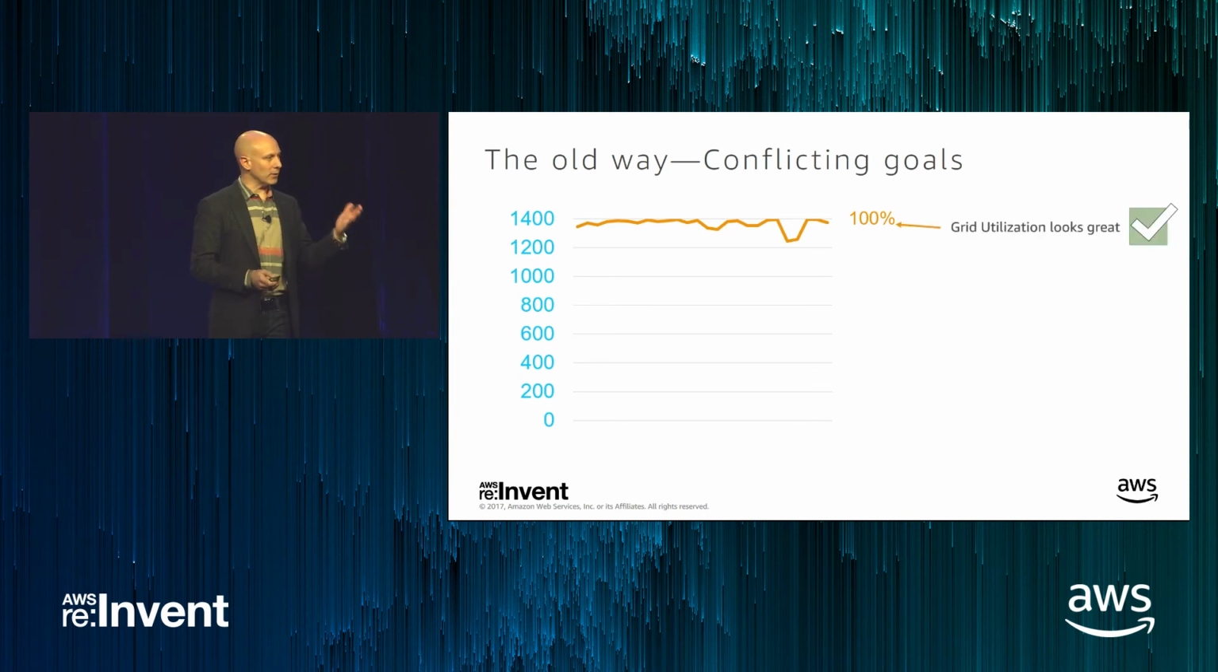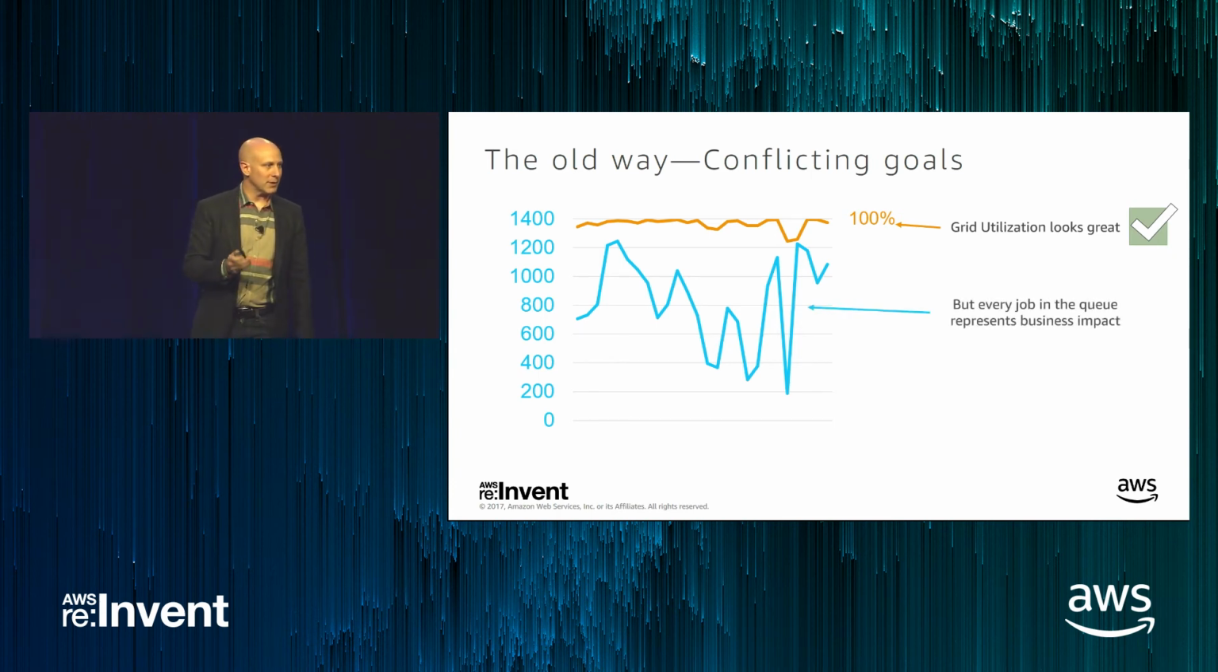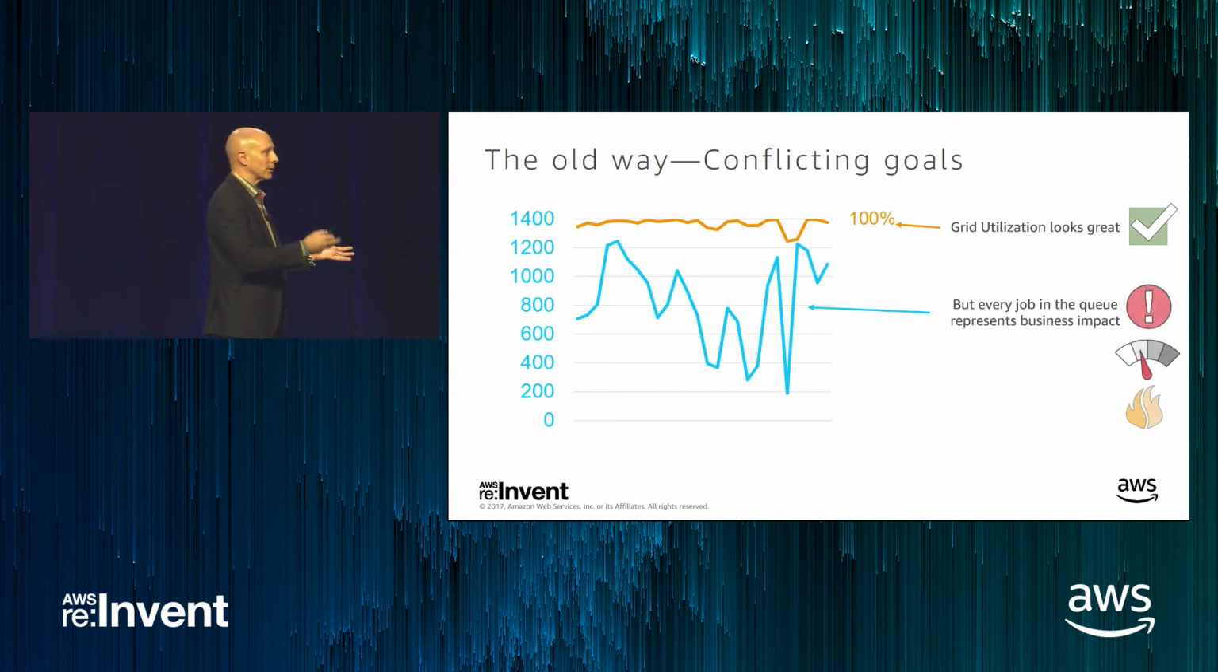You're trying to get grid utilization to be 100% most of the time. So your grid utilization looks great. You are crushing it. Wait, hold on. See this blue graph? See all those numbers on the left? Every job in the queue is business impact. You have users that are stopped. They're slowed down. Things are on fire. You're getting emails. You're really sad, right? I don't want this to be you. I don't want this to be your users. You don't have to do this in the cloud.